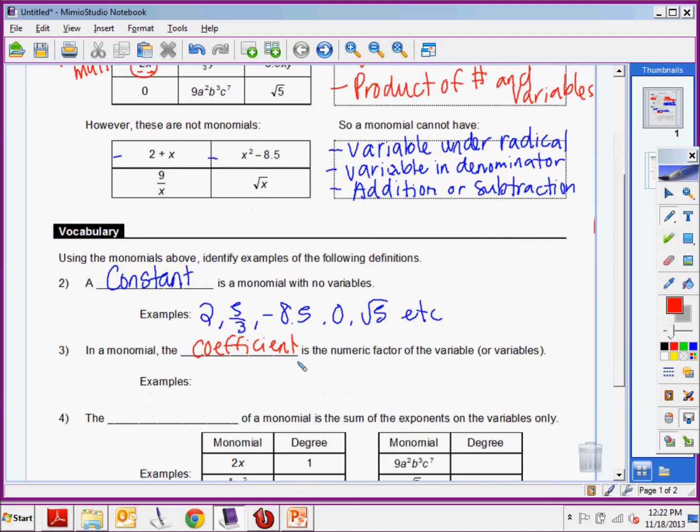So is it okay if I just write the 2 of 2x as my example? I put it in there, I circled it too. I meant to write etc. So the coefficient is the number that has the implied multiplication with it.